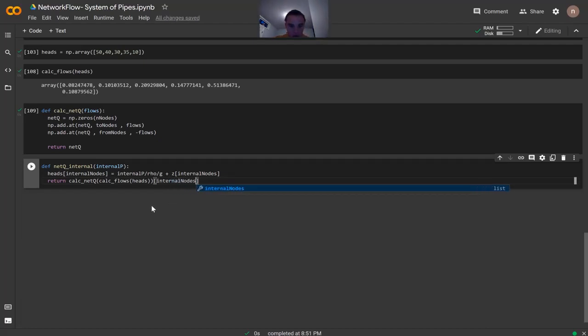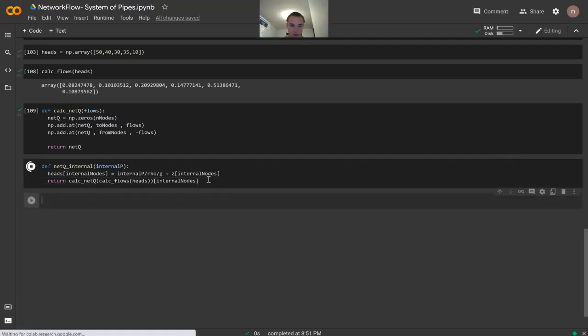Internal nodes. So we need to specify that these will be the net flows for our internal nodes. And so shift enter. Okay, and now that we have that, basically that will be the function that calculates the roots or the zeros of our internal nodes, given iterating through these unknown internal pressures right here.